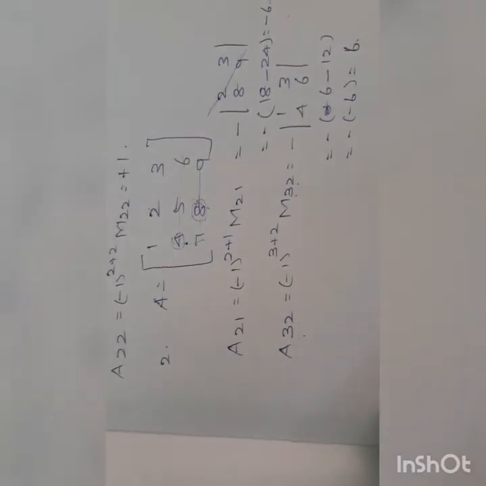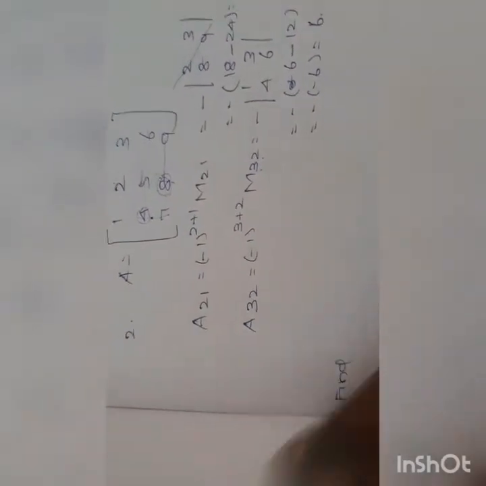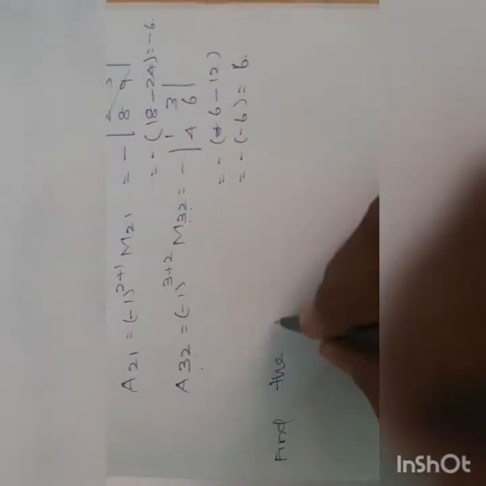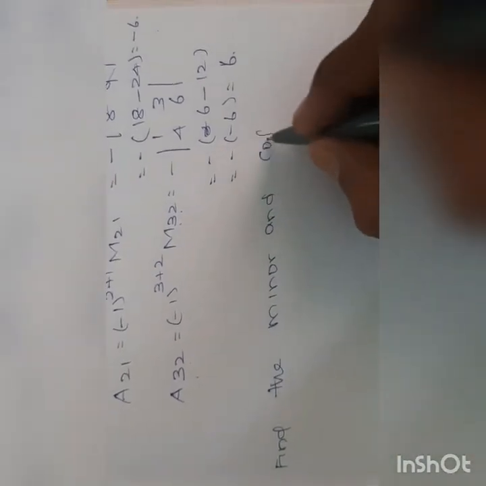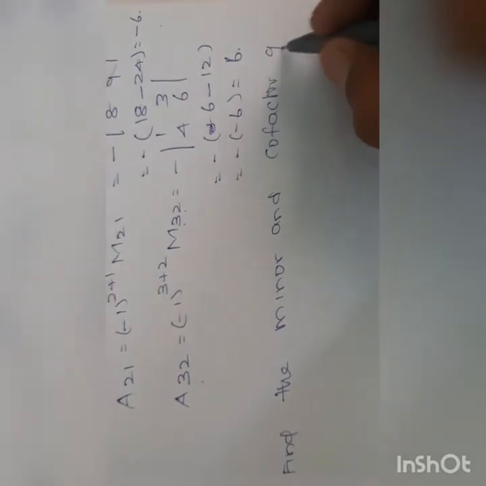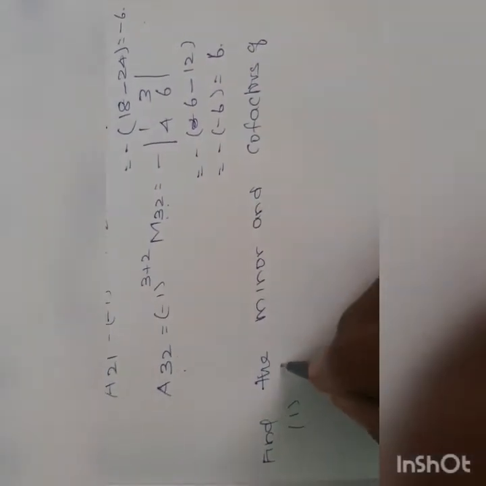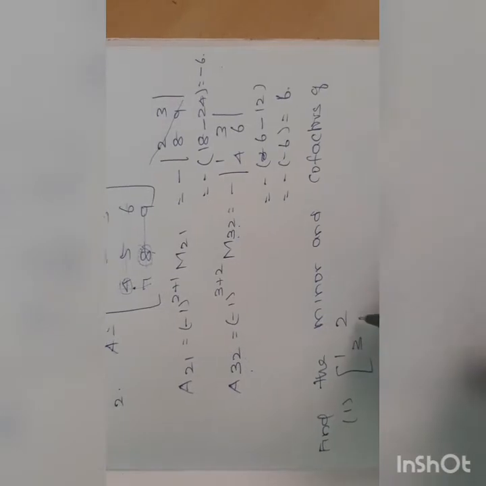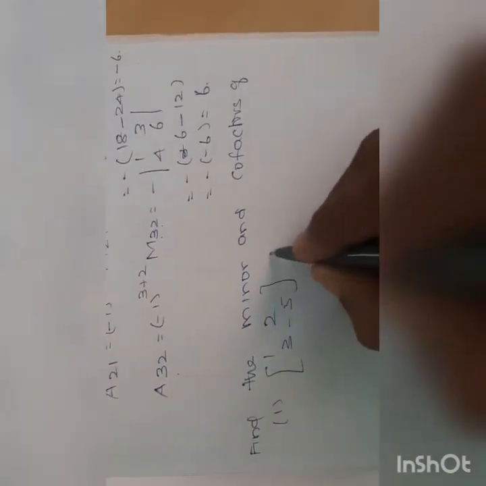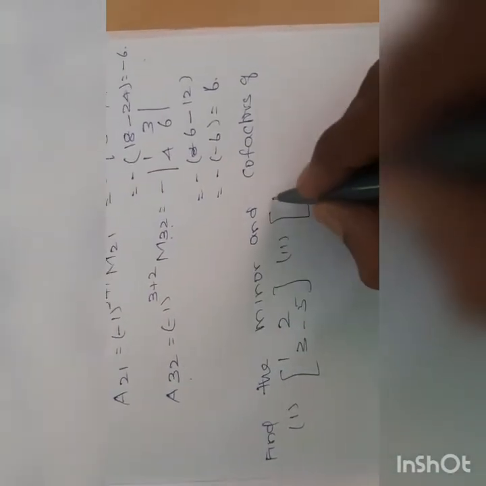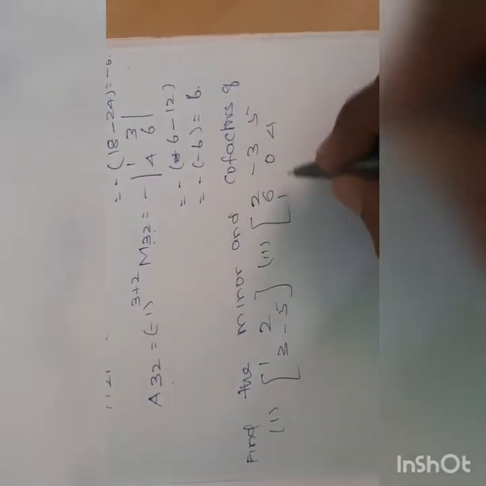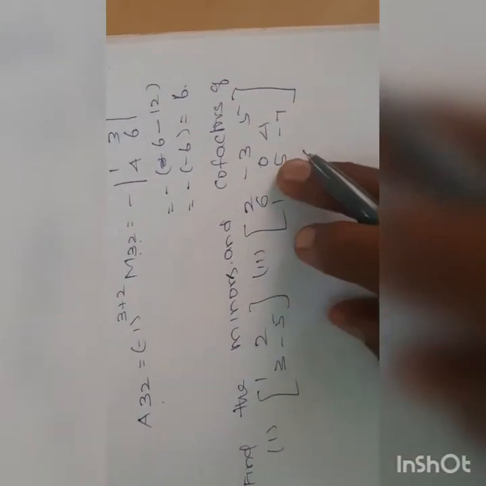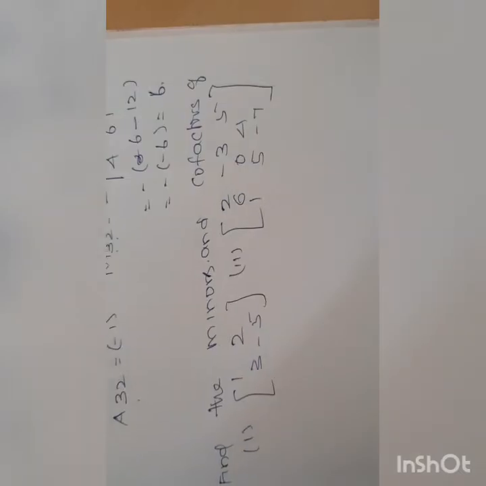So I'll give one example. Find the minors and cofactors of the matrix with first row 1 2 3, second row minus 5, 2 minus 3, and third row 5 6 0, 4 1 5 minus 7. So we have to find the minors and cofactors of all the elements.